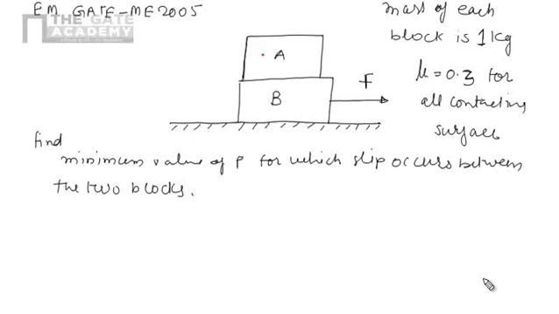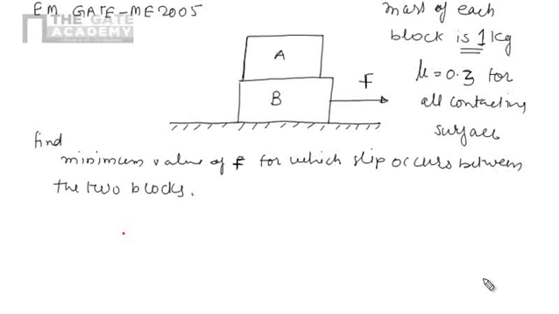Again I will repeat this question asked in GATE 2005. There are two blocks A and B resting on a table, the mass of each block is 1 kg, and the coefficient of friction between any two contacting surfaces is 0.3. Now we have to find the minimum value of F for which slip occurs between the two blocks. The problem is based on limiting equilibrium, so we can solve it with the help of the conditions of equilibrium.